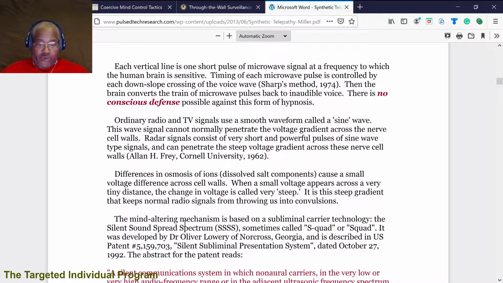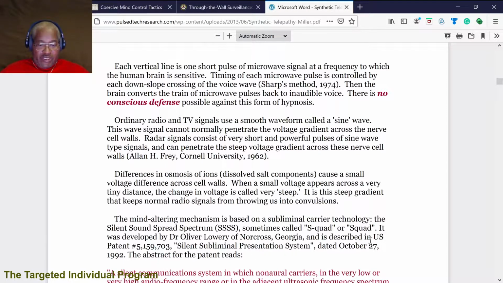The mind altering mechanism is based on a subliminal carrier technology, the silent sound spectrum, or SSSS, sometimes called S-Quad or Squad. It was developed by Dr. Oliver Lowry of Norcross, Georgia, and is described in a U.S. patent. You guys can read that.